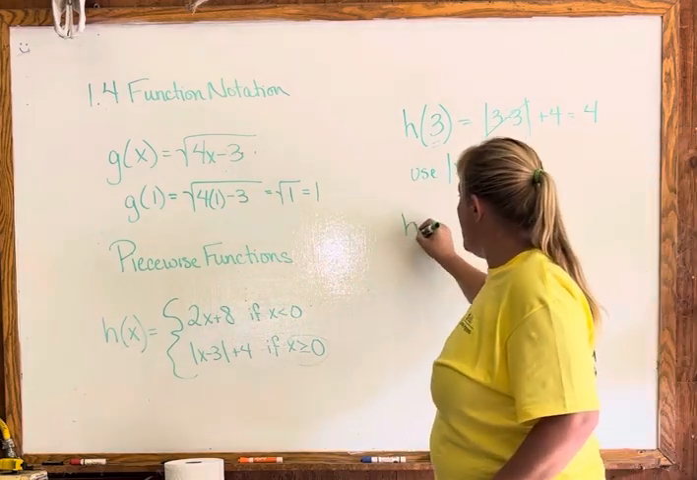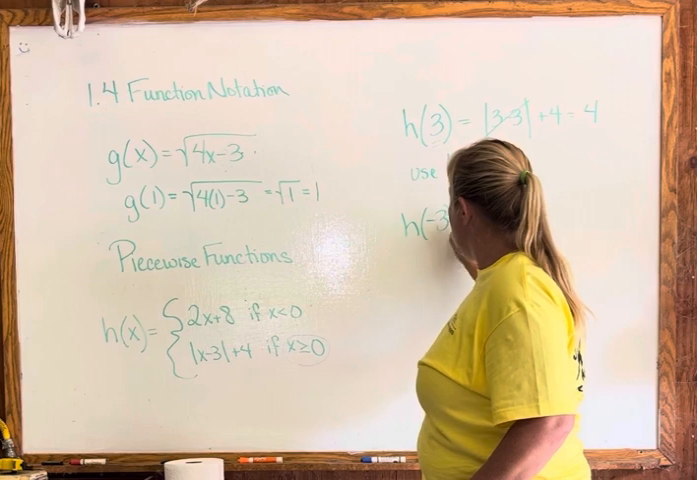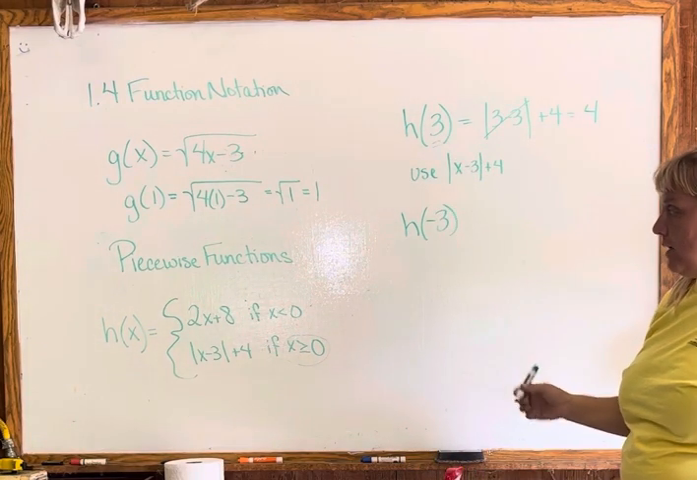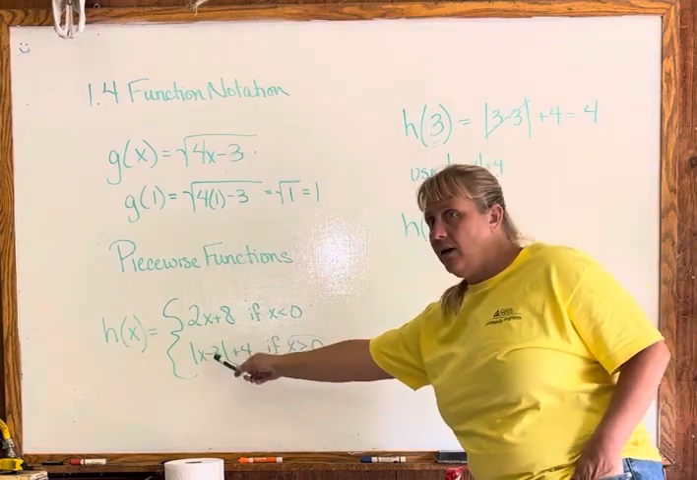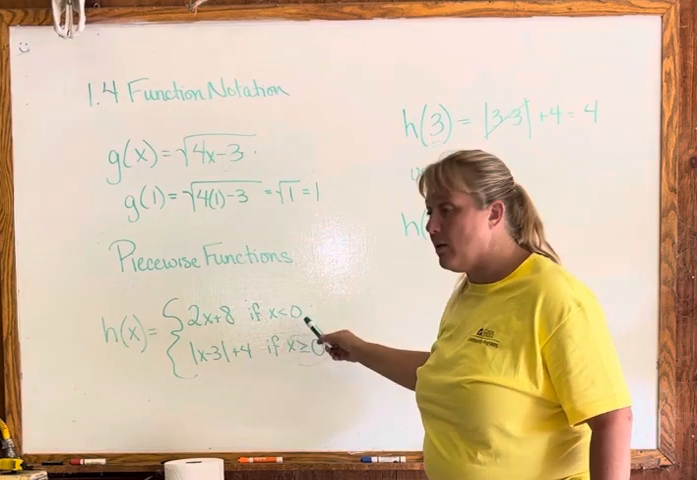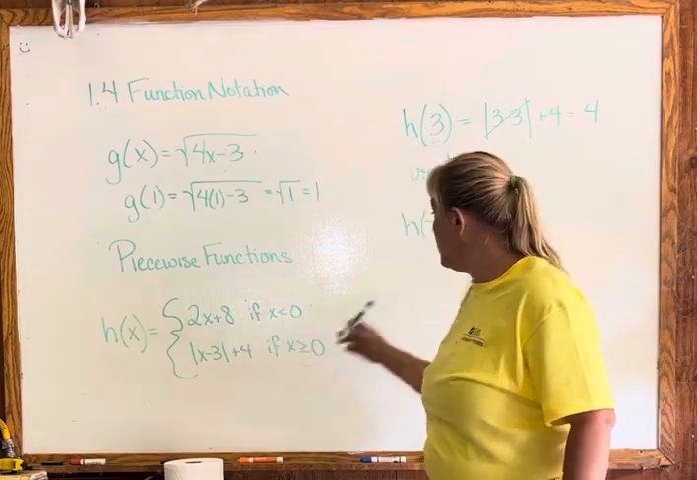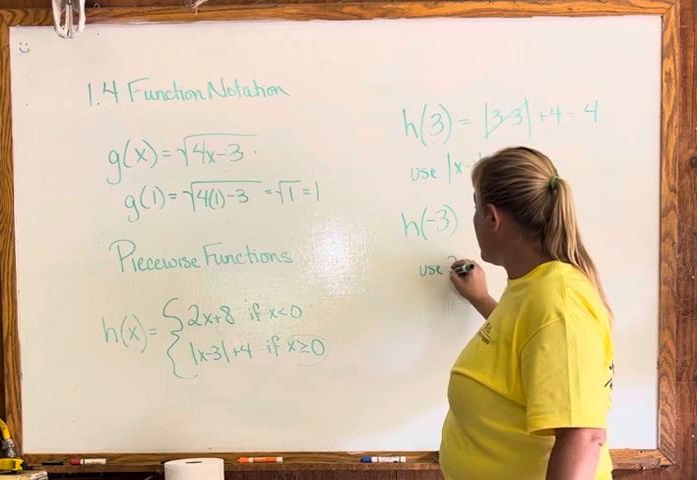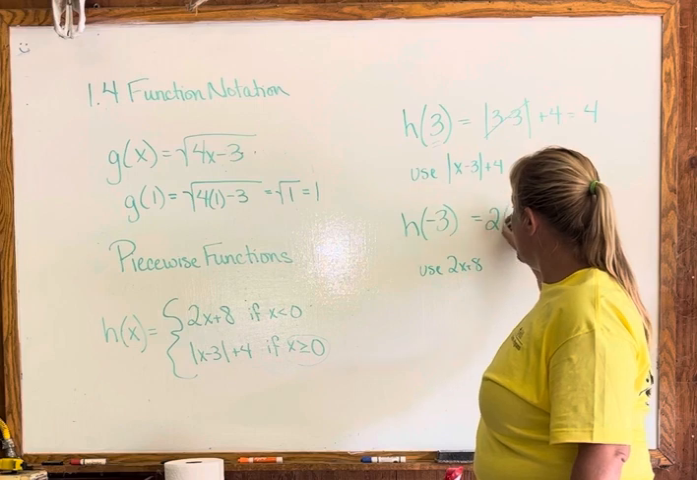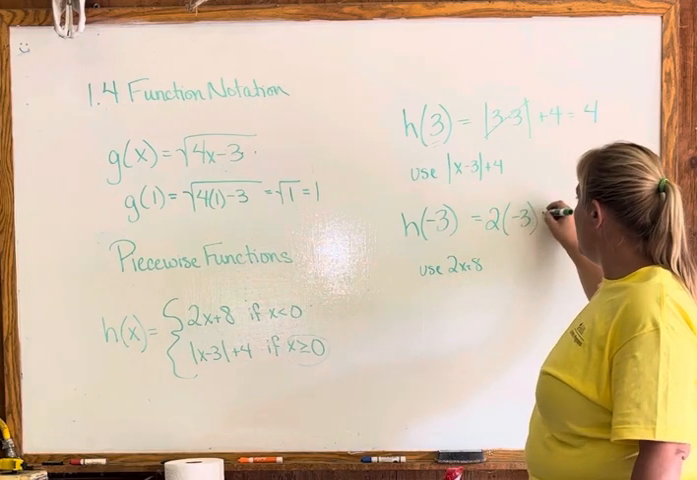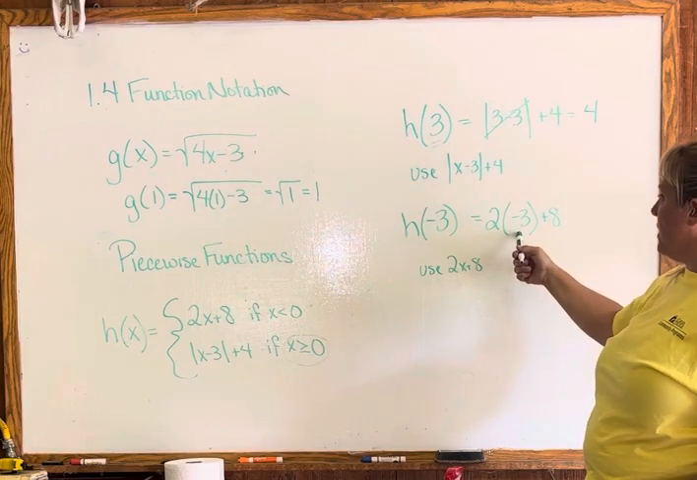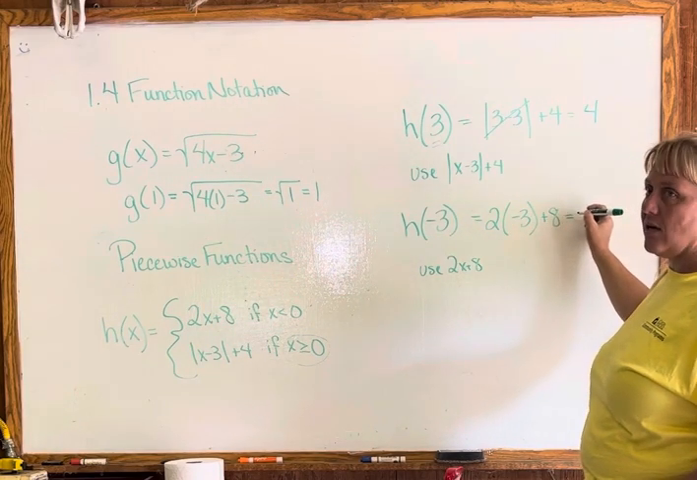But what if I asked you to find h of negative 3? If it's h of negative 3, then are we going to use this guy again, or are we going to go to the other one? This one is the one that we use when the x is less than 0, so we're going to use the 2x plus 8. So we're going to say 2 times negative 3 plus 8. So we've got negative 6 there, plus 8 gives us 2.